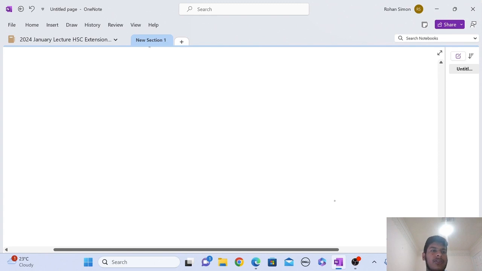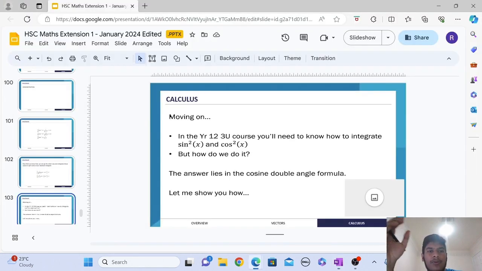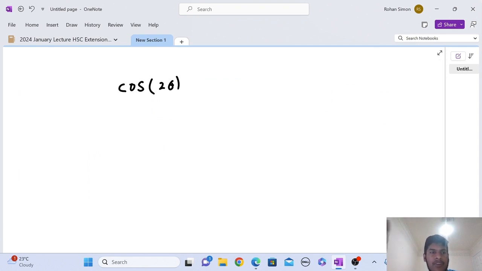So if we have cos 2 theta, that's not too hard to integrate. We know how to integrate cos theta, which is just going to be sine theta. So cos 2 theta, when we integrate it, is going to be 1/2 sine 2 theta. Not too difficult. So what we're interested in is how can we integrate something that looks like cos squared theta or sine squared theta? The answer to that is try and turn it in terms of this thing.